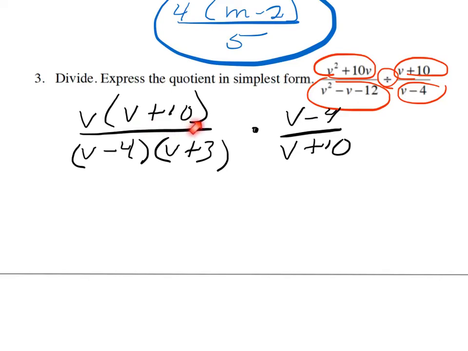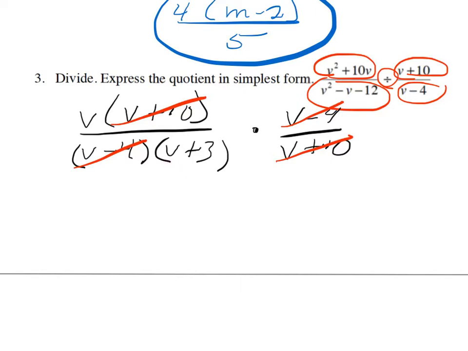I have a v plus a 10 up here, v plus a 10 out there, that divides out. I have a v minus 4 up here, v minus 4 down there, that divides out. So let's divide this stuff out. Chunk, chunk, chunk, chunk. Hey, very good. Is there anything else here? I have just a plain old v, and down here I have a v. Can I divide those out?